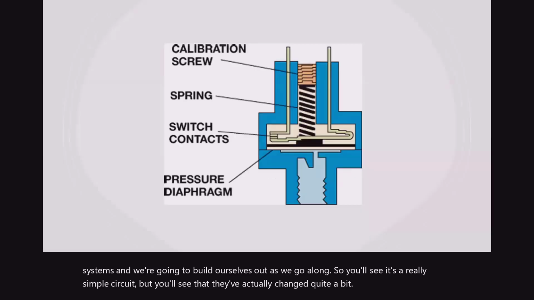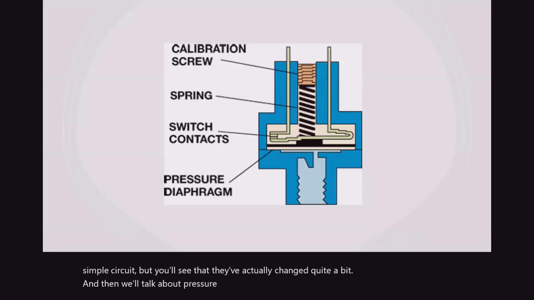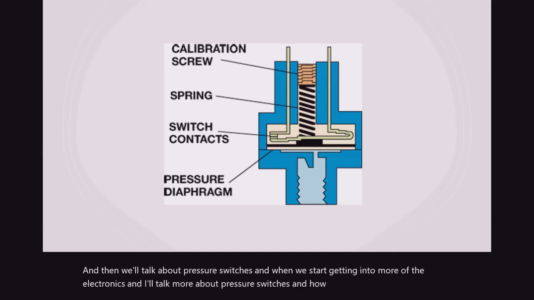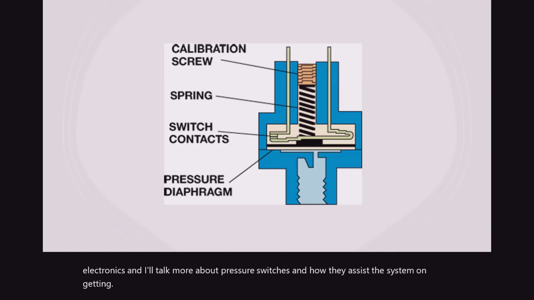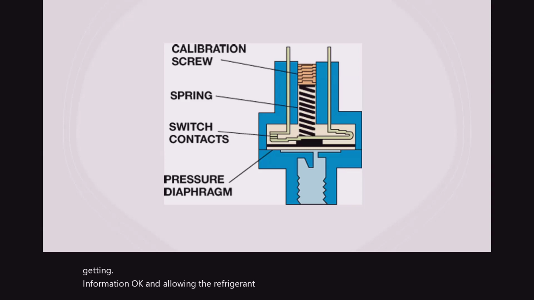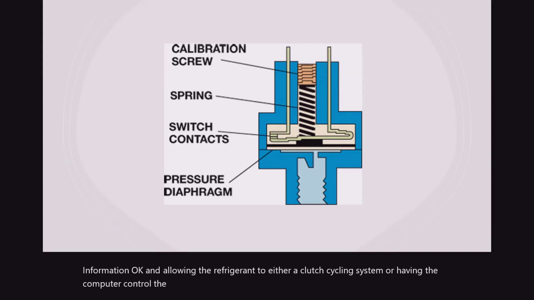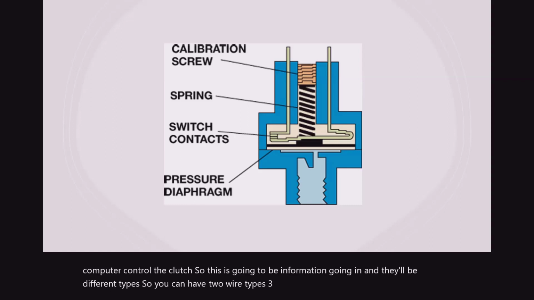And then we'll talk about pressure switches. When we start getting into more of the electronics, I'll talk more about pressure switches and how they assist the system in getting information, and allowing the refrigerant to either run a clutch cycling system or have the computer control the clutch. So this is going to be information going in, and there'll be different types. You can have 2-wire, 3-wire, and 5-wire types out there.